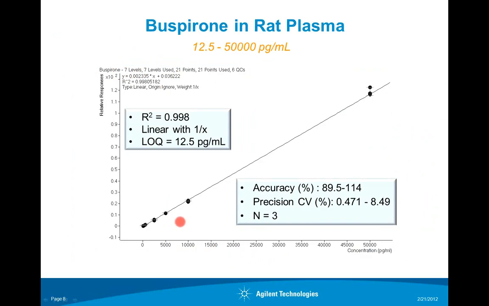The 6550 iFunnel Q-TOF also demonstrates excellent quantitation performance for biological samples. What you see here is the calibration curve of Buspirone in rat plasma. Over 3 orders of linear dynamic range was achieved with a lower limit of quantitation at 12.5 picogram per milliliter. The linearity is excellent. The R-square is 0.998. Furthermore, the assay accuracy and precision for all the calibration standards and low and high QC are well within the bioanalytical acceptance criteria.